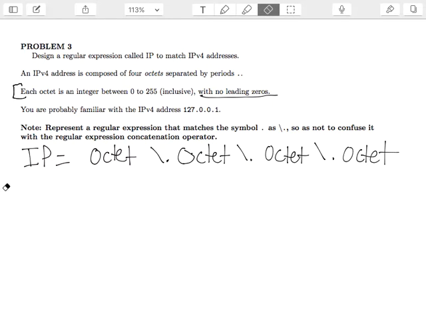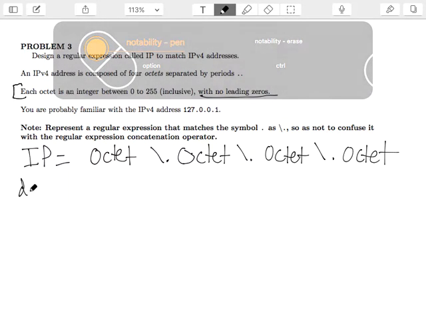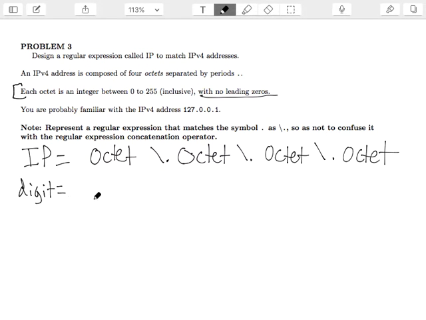So let's start with something that's not correct. I'm probably going to need a helper function or a helper regular expression, right? A digit.